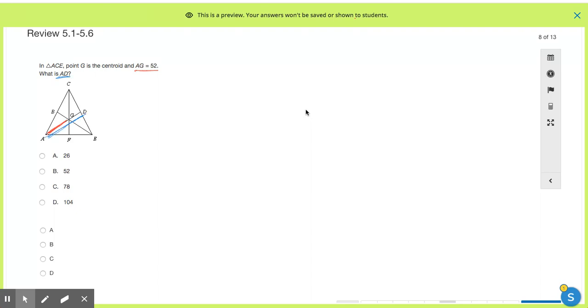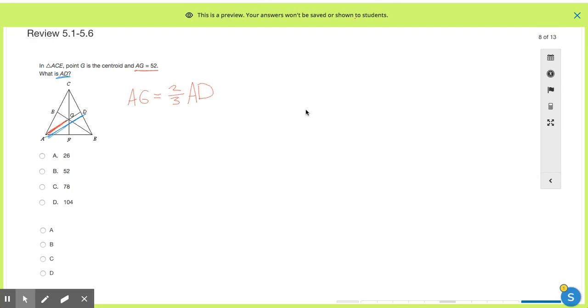Yeah, so we're looking through the whole thing. Remember, AG equals 2/3 of AD. So that's the way I think of it as well. If this is 2/3, if I cut that in half, I'll get 1/3. And then if I just take that 1/3 and multiply it by 3, I'll get my full segment of AD.